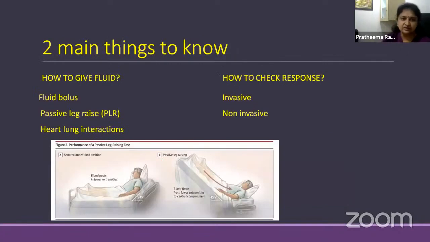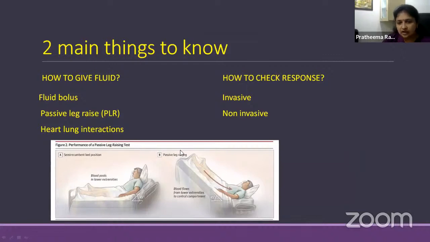Whatever we decide, we always give a small bolus like 250 ml. It is not going to cause any deterioration. How do we give fluid? Is it going to be a literal fluid bolus? Sometimes it is. It can also be done with a passive leg raise. As you can see in the picture, the patient is in a head-up position, and in passive leg raising the patient is made flat and the legs are lifted.